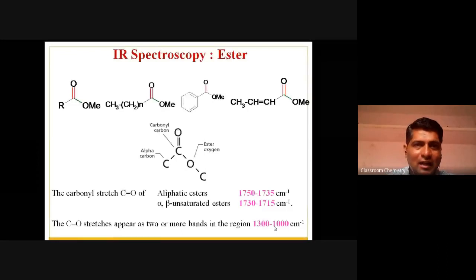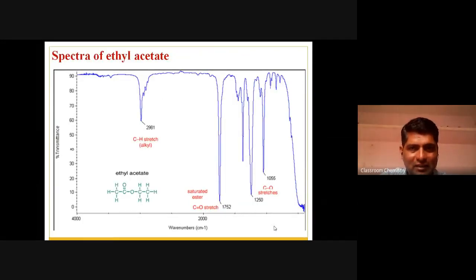So let's say the example. This is the example of ethyl acetate, and you can clearly see that there is a carbonyl stretching frequency at 1752, and which is a very sharp peak. एकदम peak sharp आहे, intense आहे, and it comes around 1752, and it is called carbonyl stretching. Now you can clearly see that these two peaks, one is at 1250 and second is at 1055 centimeter, and it is because of CO stretching frequency. Okay. Now there is also this peak around 2981 centimeter inverse.